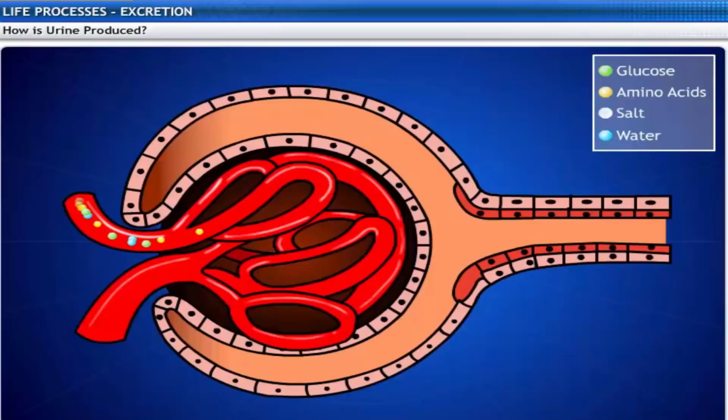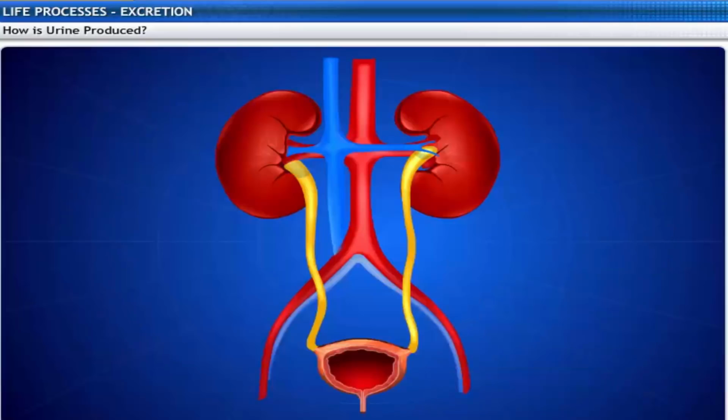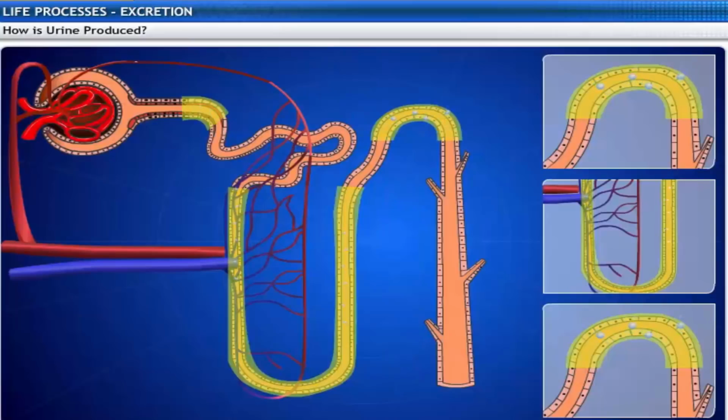In a normal healthy adult, the initial filtrate in the kidneys is about 180 liters per day. However, the volume actually excreted is only a liter or 2 a day because the remaining filtrate is reabsorbed into the kidney tubules.